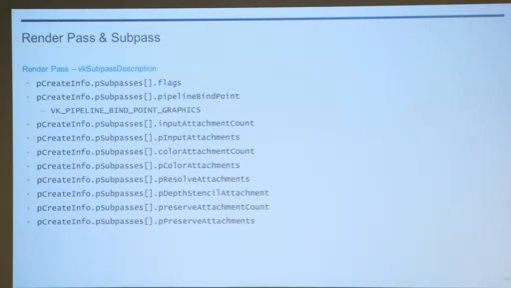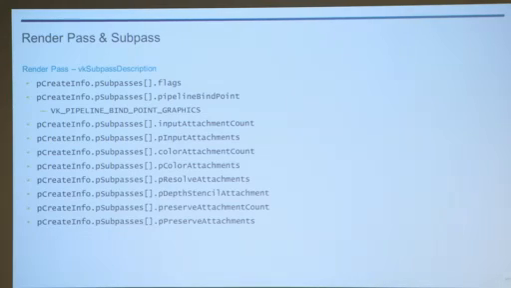The color attachment count is how many things you're going to be writing to in this pass. The resolve attachments are which of those color attachments you would like to have resolved at the end of this pass. Either all of them or none of them, basically. And then the depth stencil attachment is where you put your depth stencil buffer.